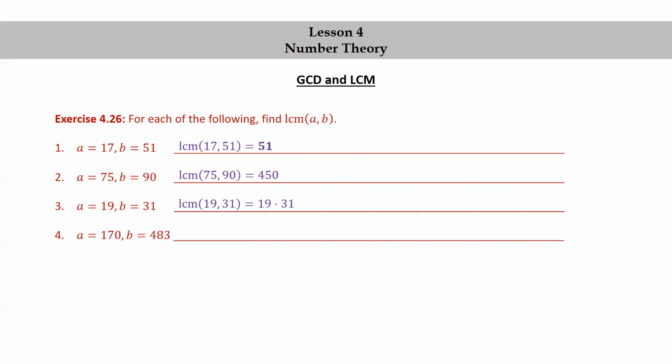The LCM of 19 and 31 is 19 times 31 because 19 and 31 are relatively prime. And this is equal to 589. The LCM of 170 and 483 is 170 times 483 because 170 and 483 are relatively prime. And this is equal to 82,110.